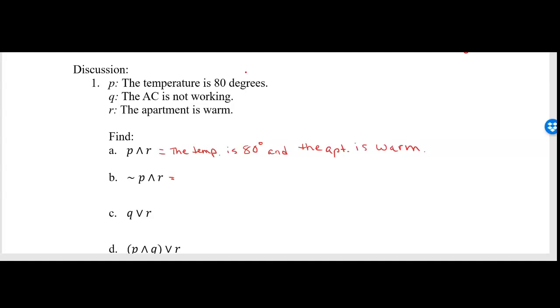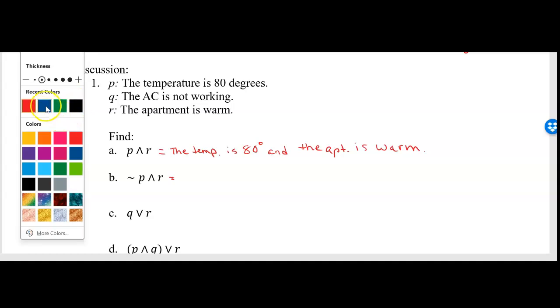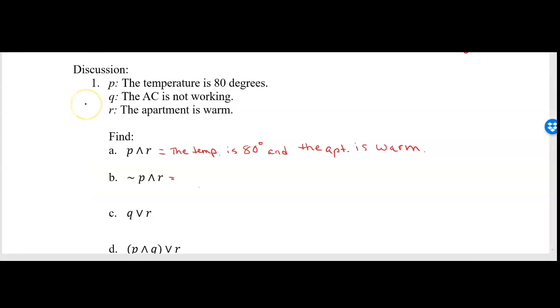Let's try B. Not P and R. So I'm just going to edit the first one so we can do less writing. This would mean that the temperature is not 80 degrees. Because of the negation, that's how I would write this. It's very similar to A, except I'm going to add the temperature is not 80 degrees and the apartment is warm.